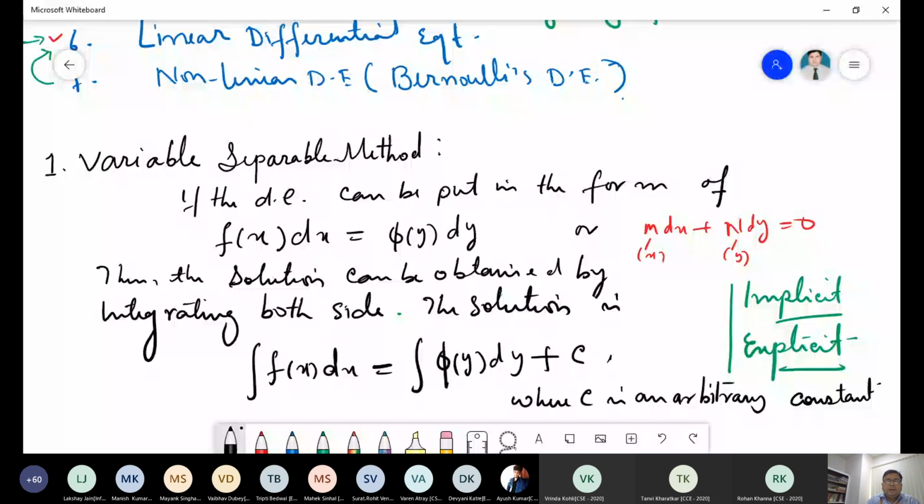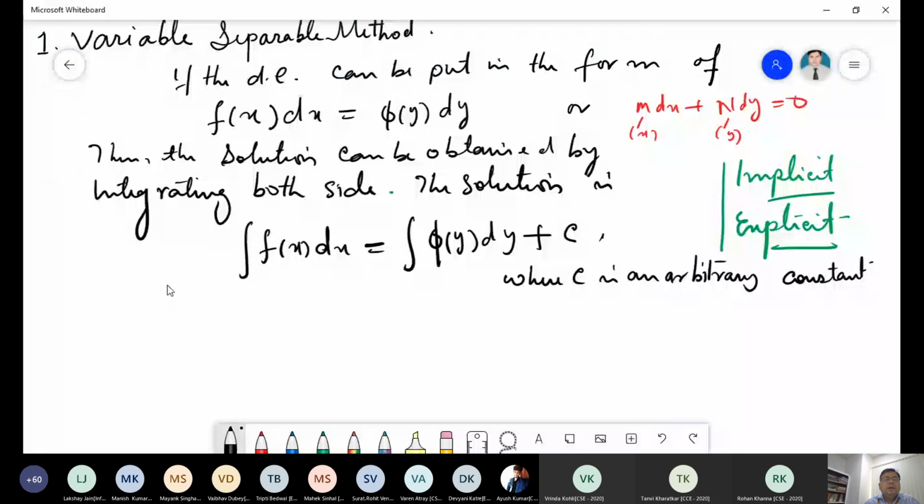We separate the variables and directly integrate both sides. So this is one very simple way. We have to look, because the method will not be given in the question. It will not be mentioned that you solve this question by the separable variable method. You have to scan the question to check whether we can reduce it into separable form.